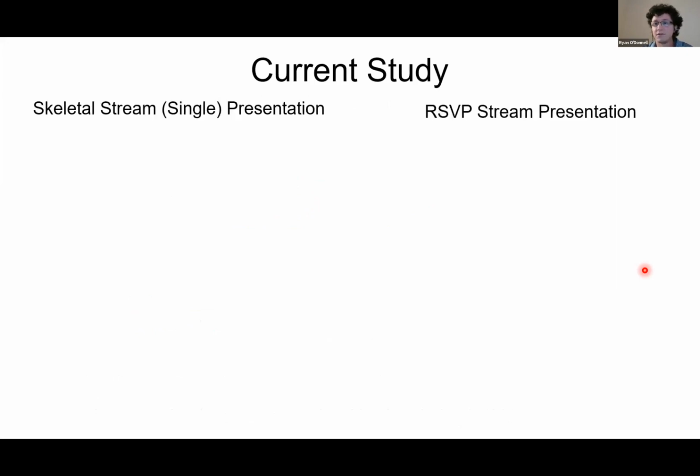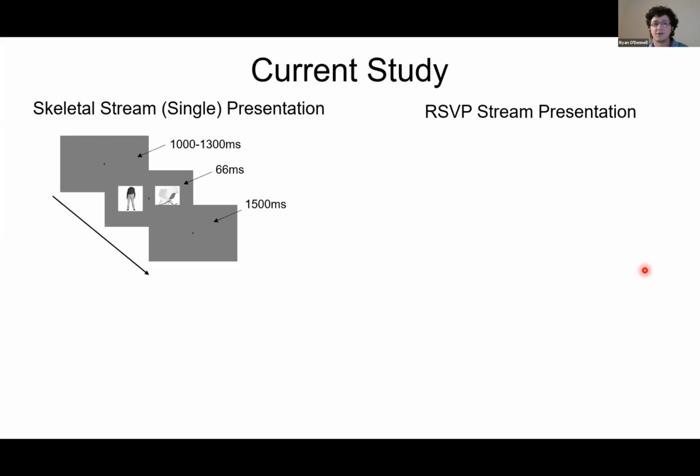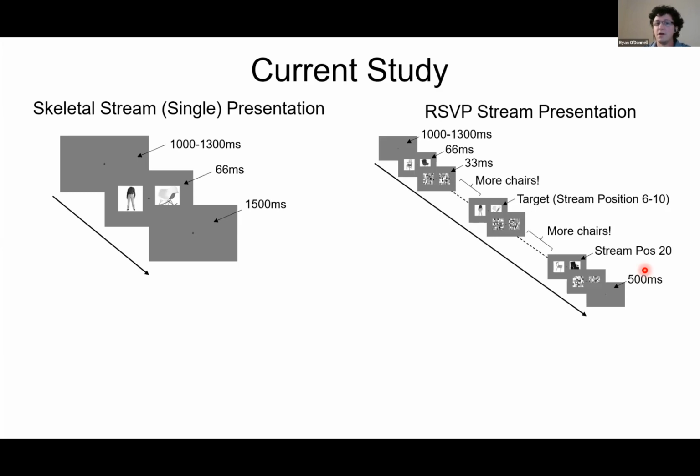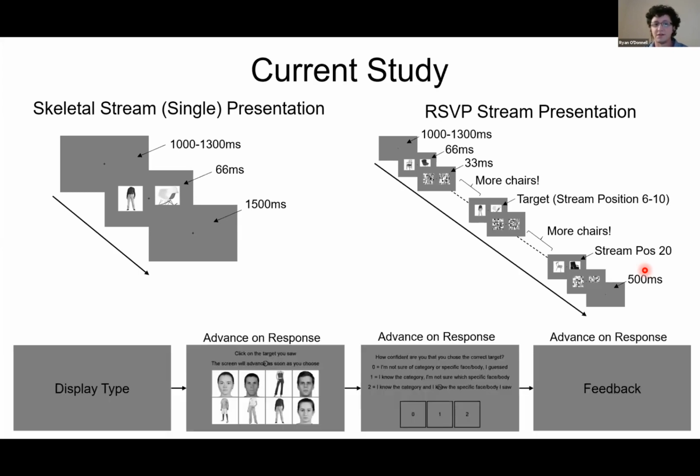In the current study that I will highlight, we had participants complete two different presentation formats while EEG data was recorded. First, in the skeletal or single presentation stream, participants were to detect one target, either a face or a body, that was not followed by any distractors. This was compared to an RSVP stream where a target, again either a face or a body shown for the same amount of time, was now flanked both by distracting chair pictures as well as a highly salient visual mask. Across both tasks, participants had to report the exact identity of the target.